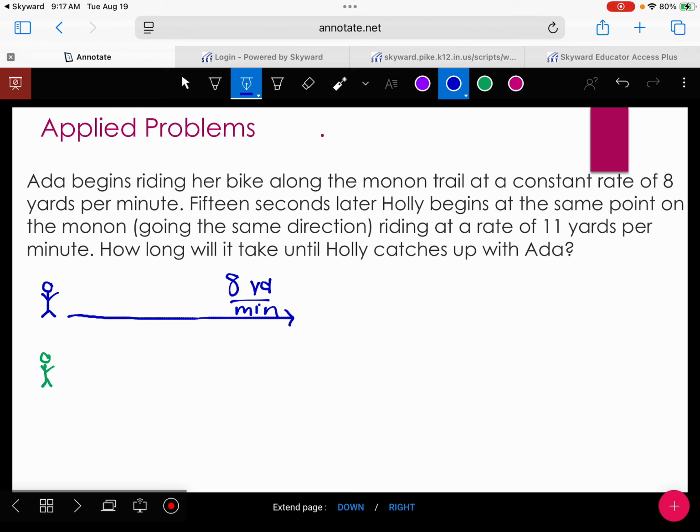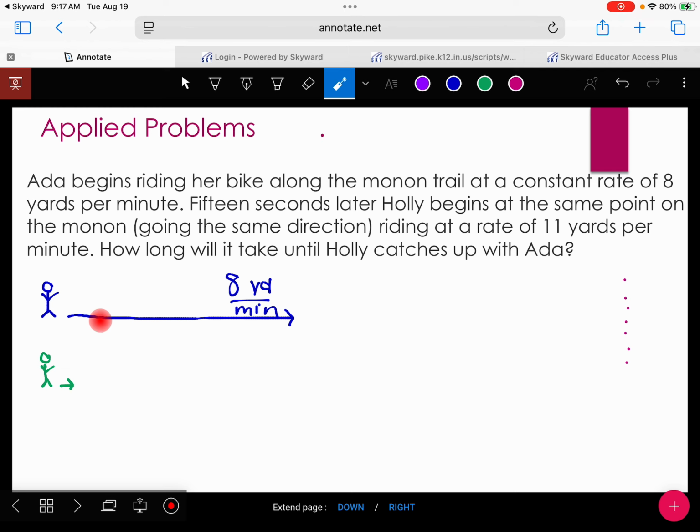If Holly was taking off at the exact same time, we could just rock and roll and write these equations because we know how she's moving. But Holly waits a little bit. And then she starts going. So we need to figure out, for our equations, to be able to figure out when they're going to meet each other and get to the same spot, I need to know how far Ada is along the line, or along the road, before Holly starts going.